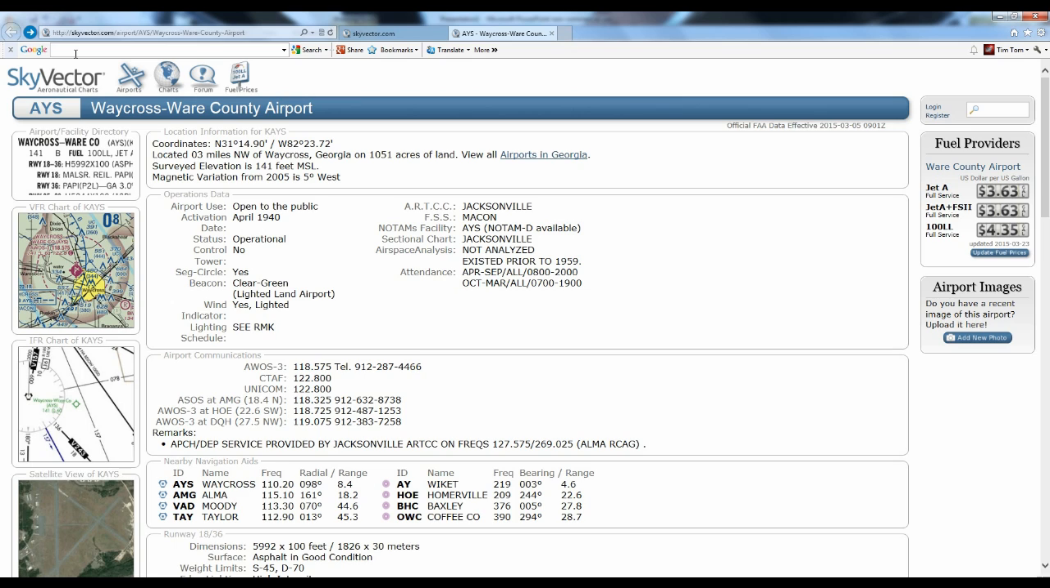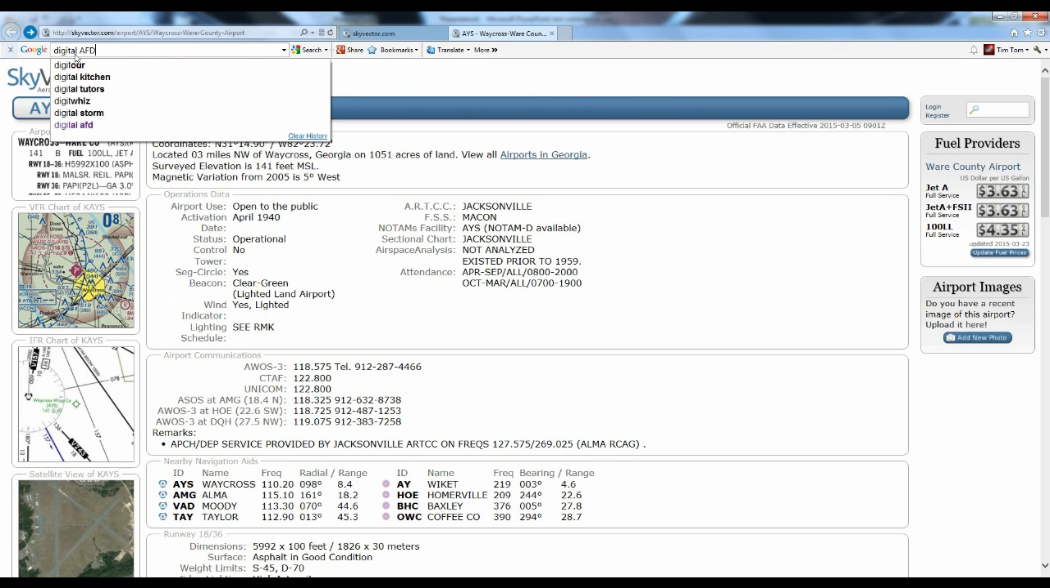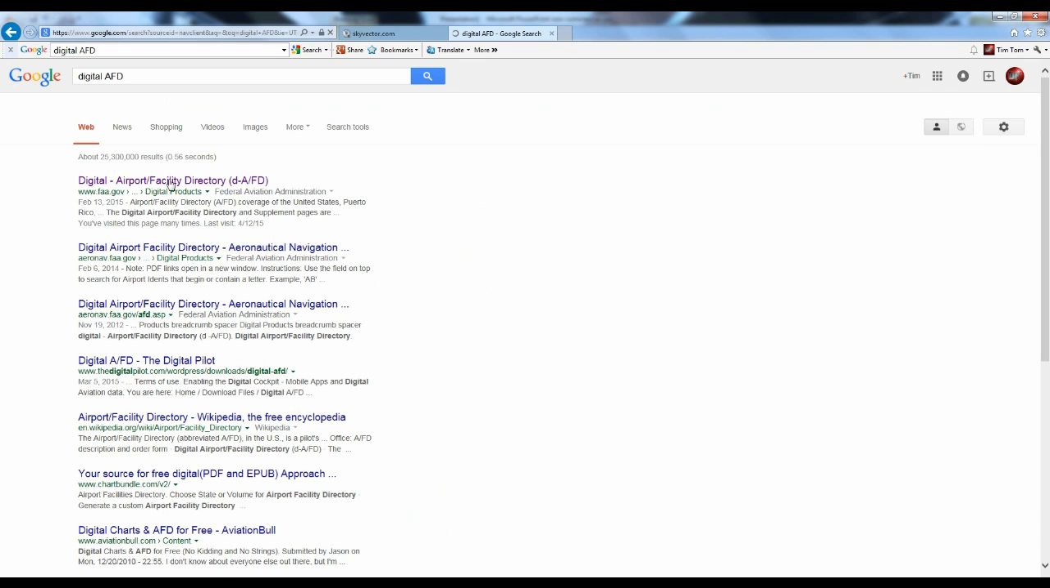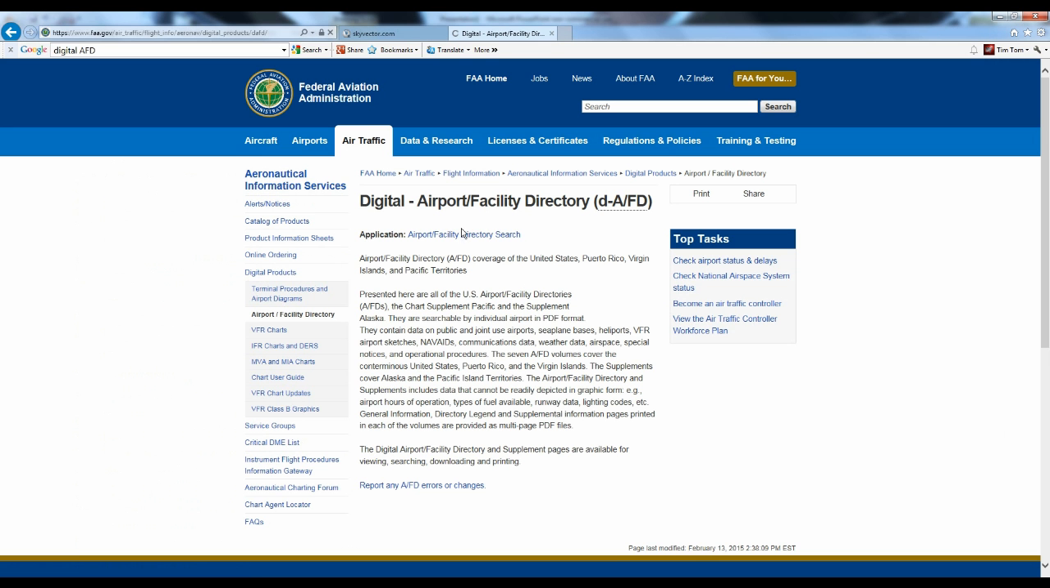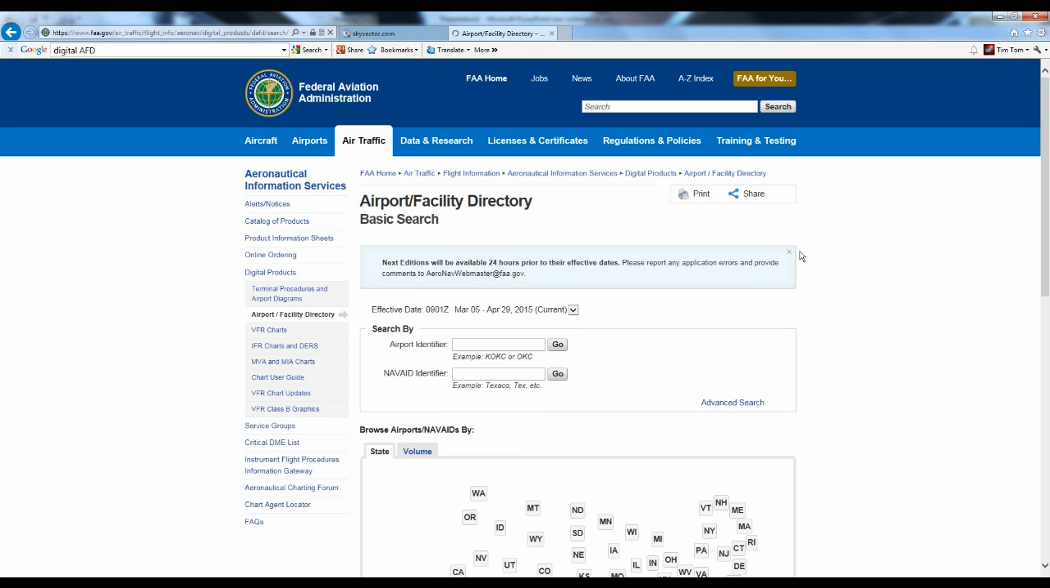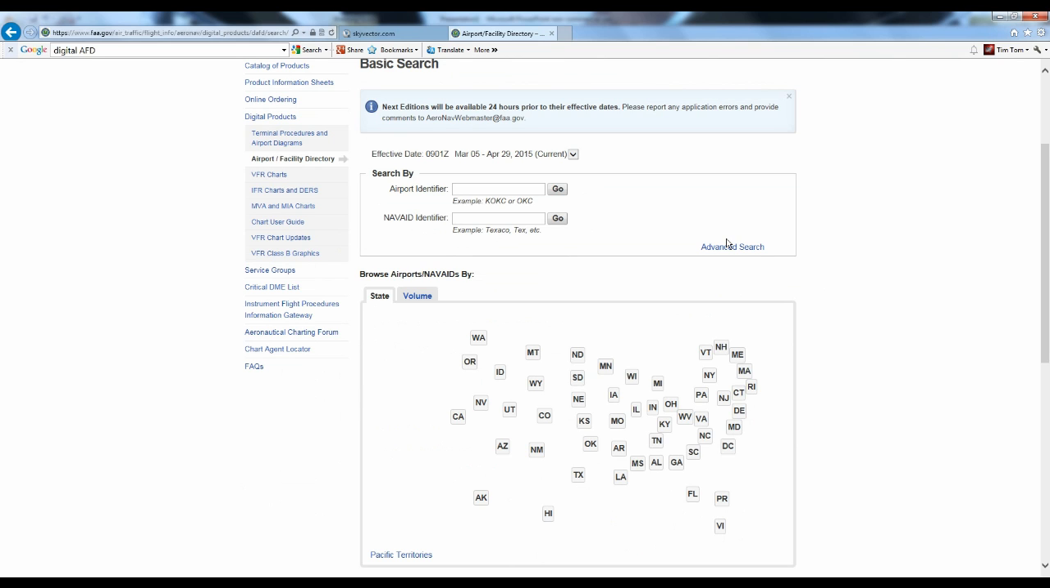So real quick, I'm going to bring up the digital AFD. If you want to know how to get it: just Google digital AFD, first link, FAA.gov digital AFD. Then you click Airport Facility Directory Search. Now you have two options. You can either type in the identifier for your airport or navigate if you know it.